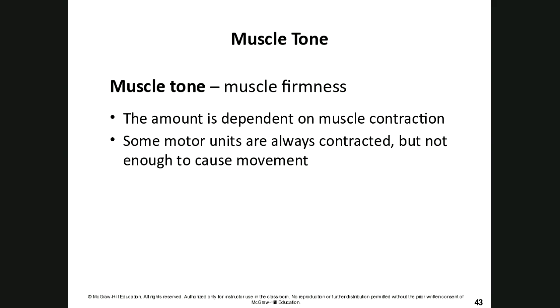Muscle tone is defined as muscle firmness. So the amount of muscle tone you have is dependent upon muscle contractions. So some motor units are always contracted, but not enough to actually cause movement, and that's what we consider tone. When you work out, when you run, lift weights, swim, or whatever your activity is, the more muscle tone you have, so I mean those beautiful six-pack abs and those nice shapely arms and legs and all that stuff, good stuff, the more toned you are, the more calories your body actually burns. So muscle tone doesn't just look good, muscle tone is also good for your body, and it also helps your body to stay nice and healthy.